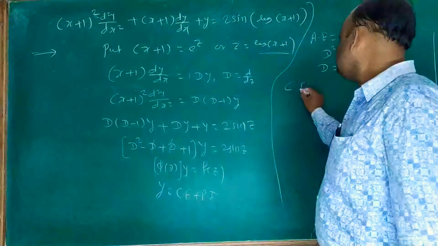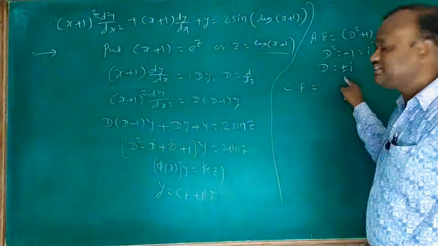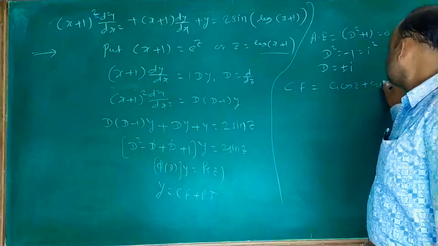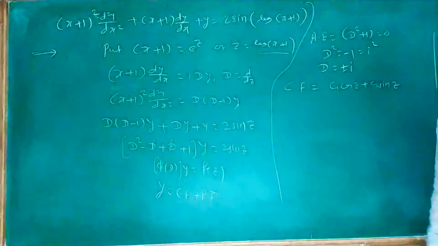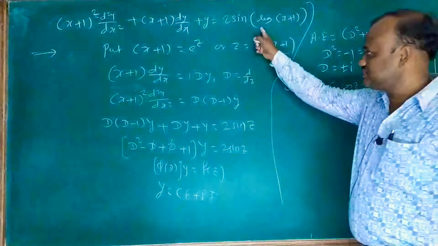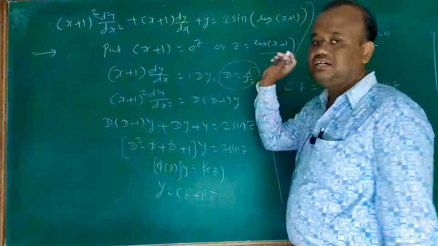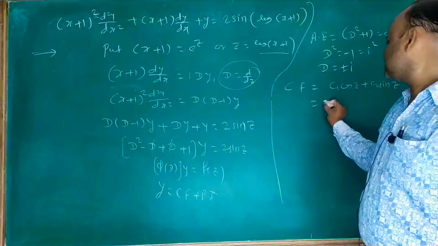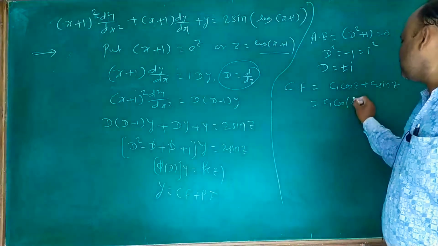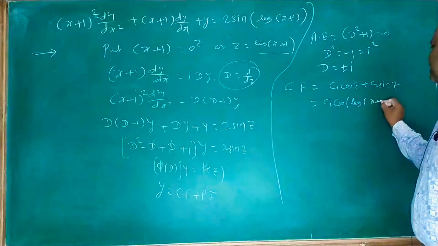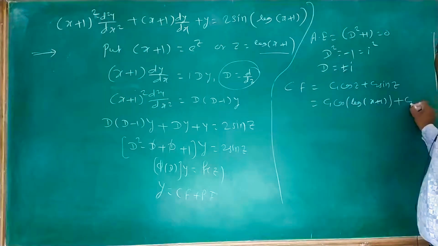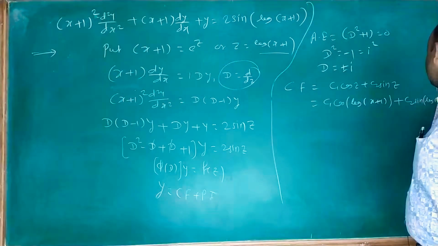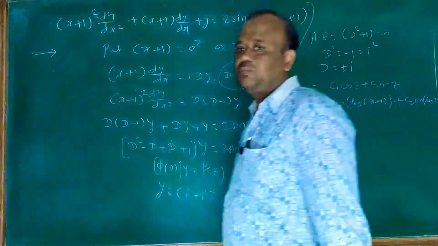So the complementary function is equal to e raised to 0, that is 1, into (c1 cos z plus c2 sin z). Why do we write z here again? Because in Legendre's differential equation, capital D is d by dz. Now what is the value of z? z is equal to log of (x plus 1). So put here c1 cos of log of (x plus 1) plus c2 sin of log of (x plus 1). So this is the complementary function.